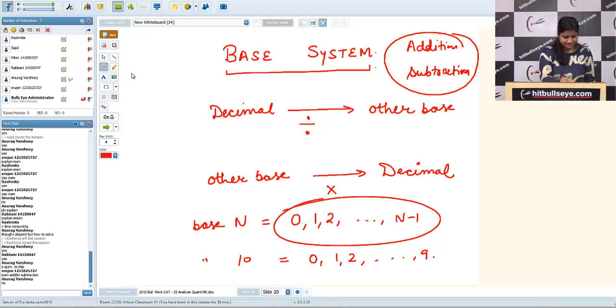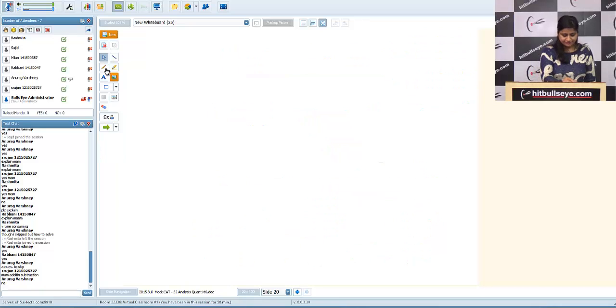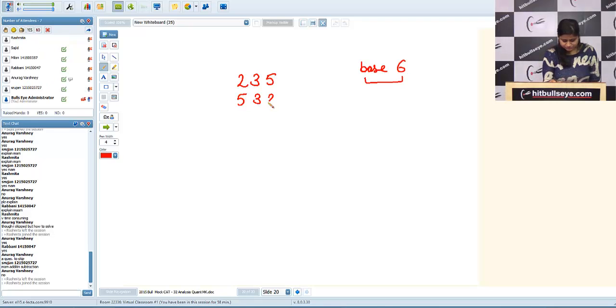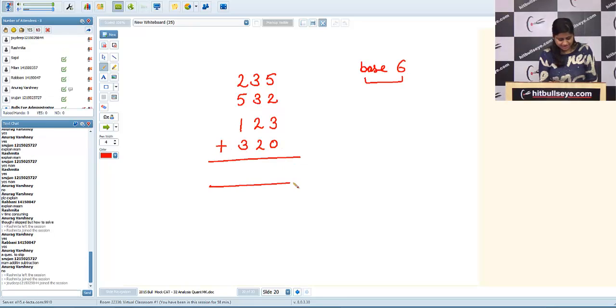Okay, Srujan. Okay, let me ask you something. Let us say we are talking about base 6 and we are adding in base 6. I'm writing randomly some numbers, say 2, 3, 5, 5, 3, 2, 1, 2, 3, because we can use digits up to 5 in base 6. So if any number contains 6 or more than 6 digit in base 6, that is invalid number. Say we want to add these numbers in base 6.